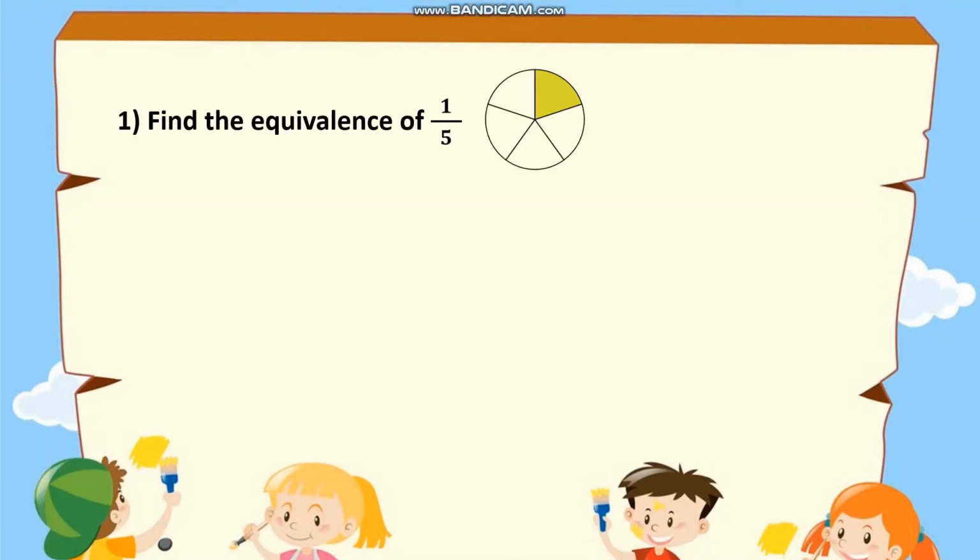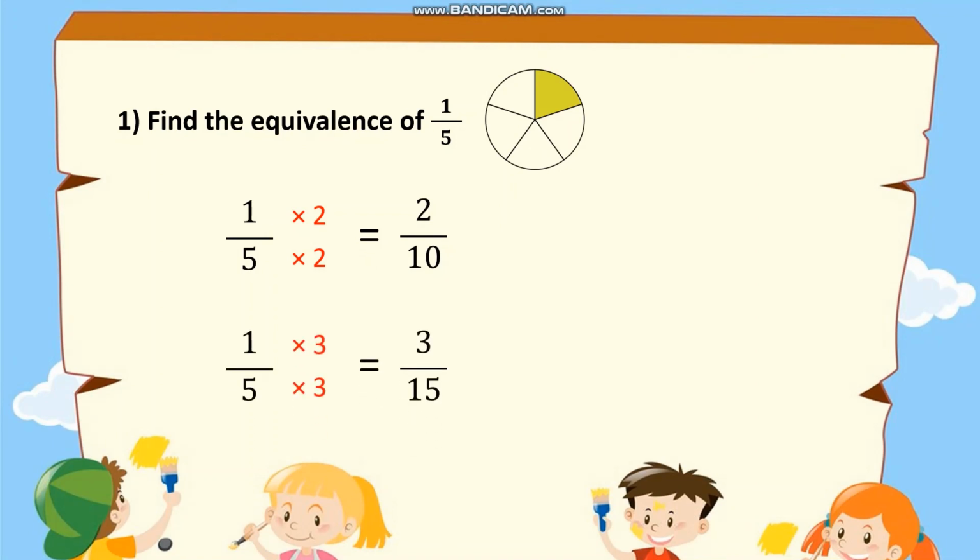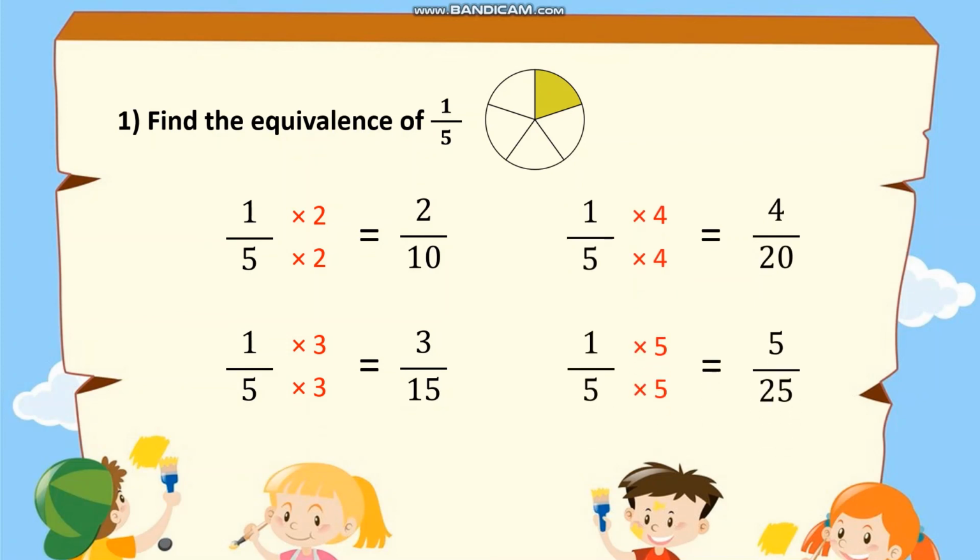Find the equivalence of 1/5. Okay, so we have 1/5. I will multiply it by 2. 1 times 2 is 2, 5 times 2 is 10. So 1/5 is equal to 2/10. Okay, 1/5 times 3: 1 times 3 is 3, and 5 times 3 is 15. So 1/5 is equal to 3/15. Okay, same with 4 and 5. So it's up to you what number you want to multiply.